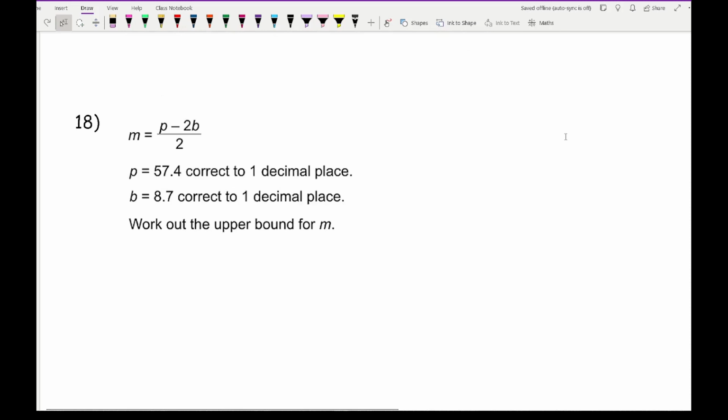Then moving on to question 18, it says M equals P minus 2B over 2. P is 57.4 correct to 1 decimal place. B is 8.7 correct to 1 decimal place. Work out the upper bound for M. So to get the maximum of M as a fraction, I need the biggest numerator and the smallest denominator. For the numerator to be as big as possible, P needs to be big and B needs to be small.